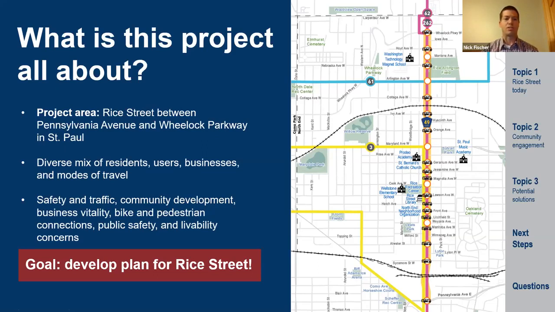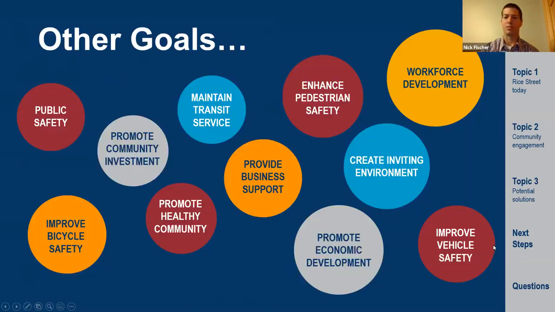Our goals are safety and traffic, community development, business vitality. Definitely improve bike and pedestrian connections, public safety, and livability concerns. And then the project goal is to develop an overall plan, just a big layout for what Rice Street's going to be in the future. So that's the main goal. We can go to the next slide.